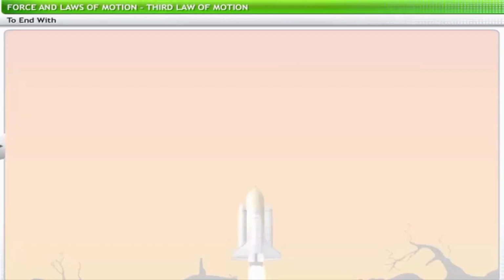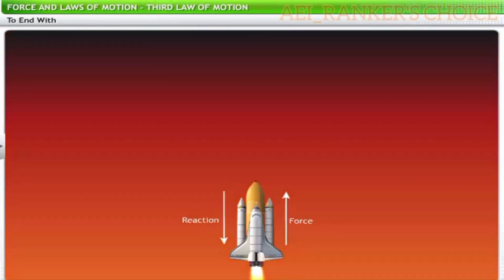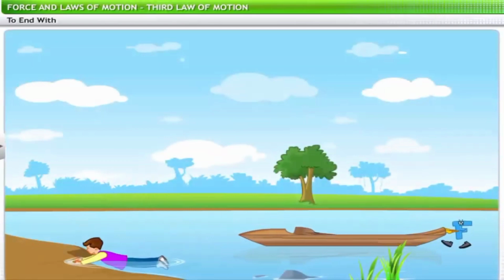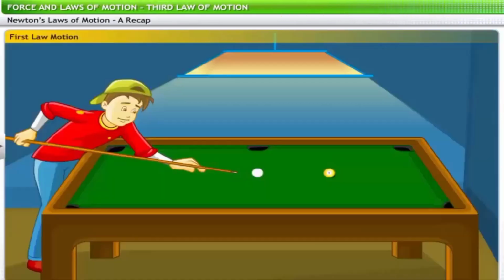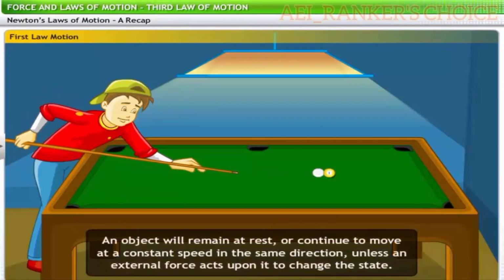This brings us to the end of this lesson on the third law of motion. In this lesson, you have learned about Newton's third law of motion and the law of conservation of momentum. Let's quickly summarize the 3 laws of motion. The first law states that an object will remain at rest or continue to move at a constant speed in the same direction unless an external force acts upon it to change the state.